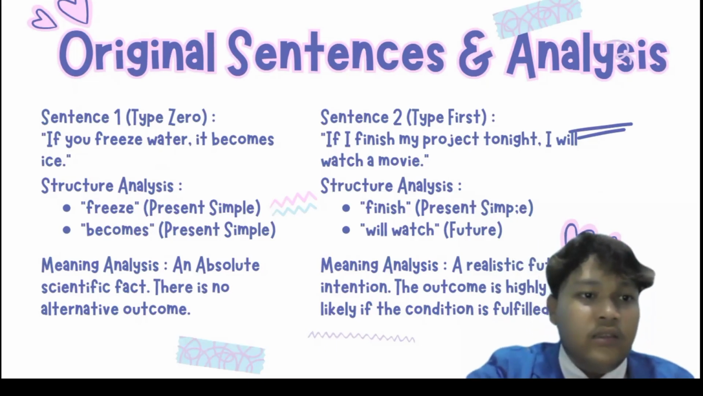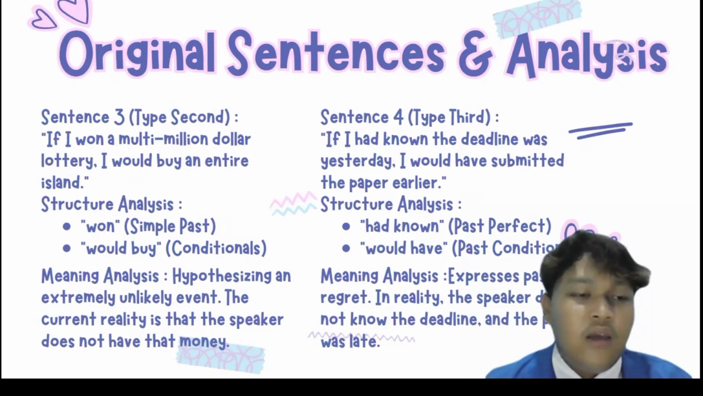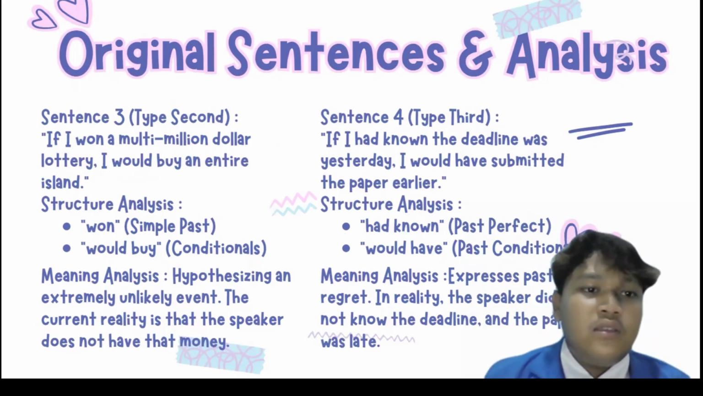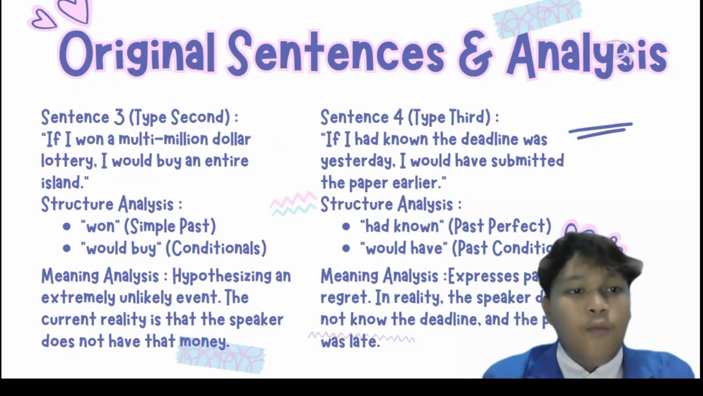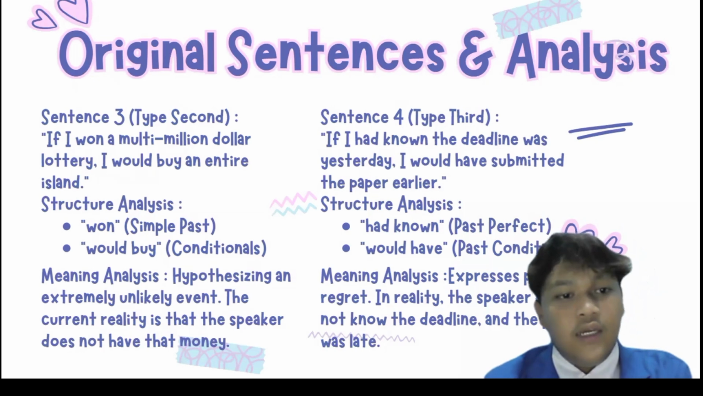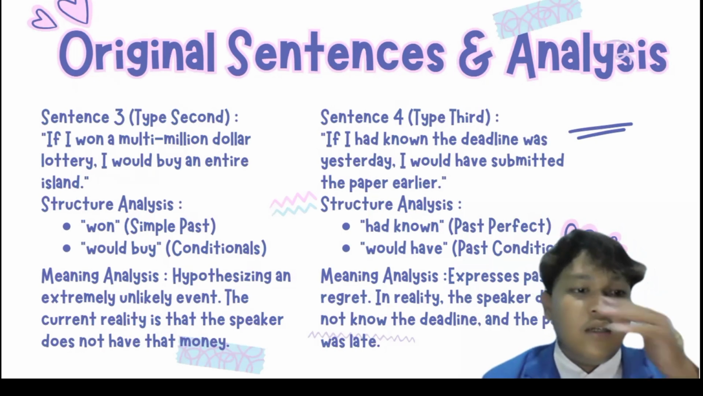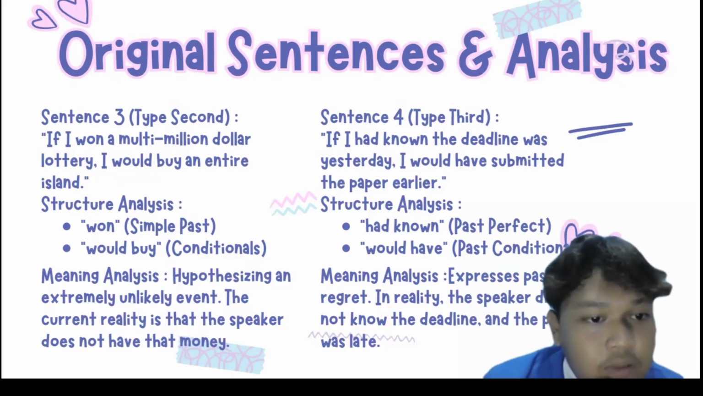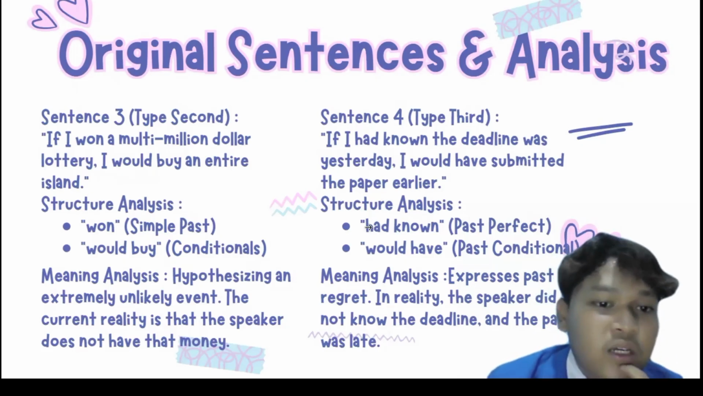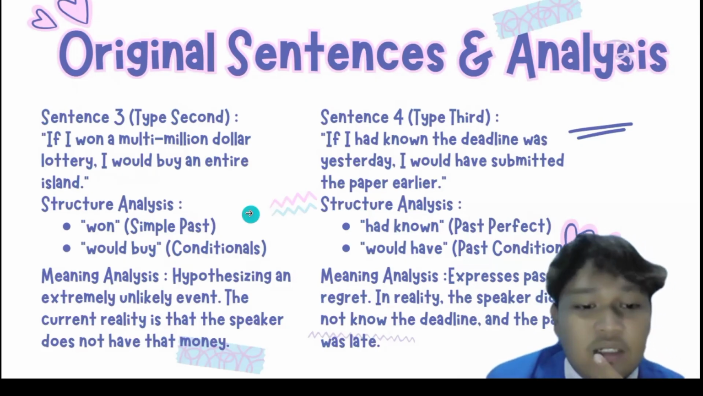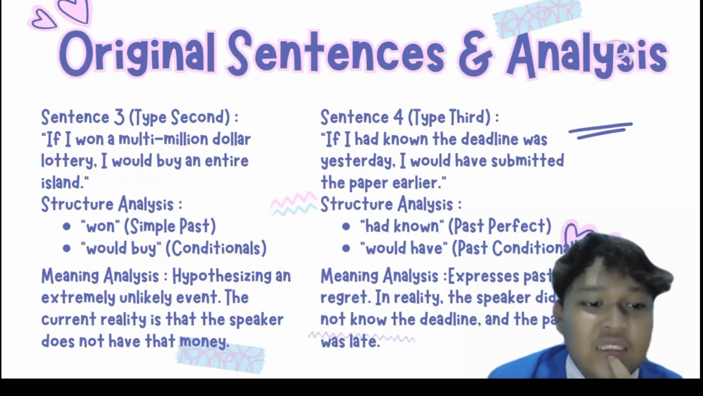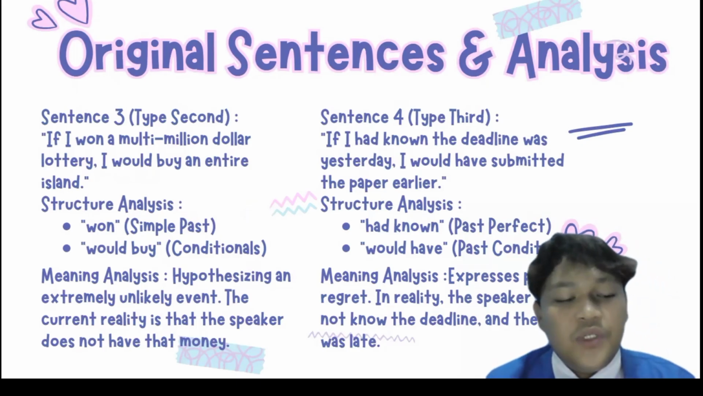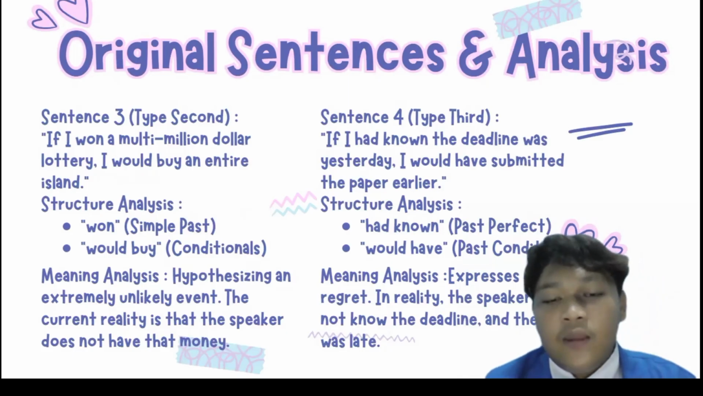And this is the third sentence. The third sentence is second type. If I won a multi-million dollar lottery, I would buy an entire island. The analysis structure is won in the simple past and would buy in the conditional. The meaning is hypothesizing an extremely unlikely event. The current reality is that the speaker doesn't have that money.